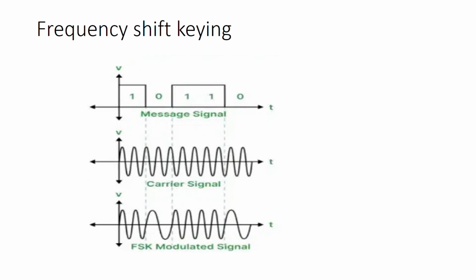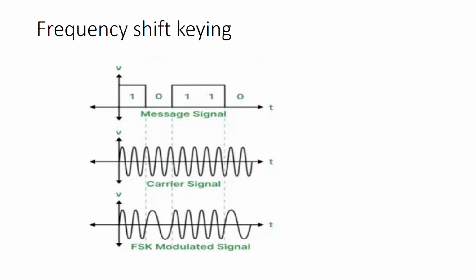Frequency shift keying. Frequency shift keying is the digital modulation technique in which the frequency of the carrier wave changes with the digital signal. In FSK, the frequency of the carrier signal is varied according to the digital data. The carrier amplitude and phase remain constant.